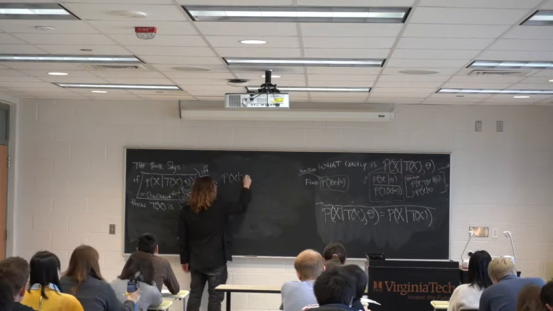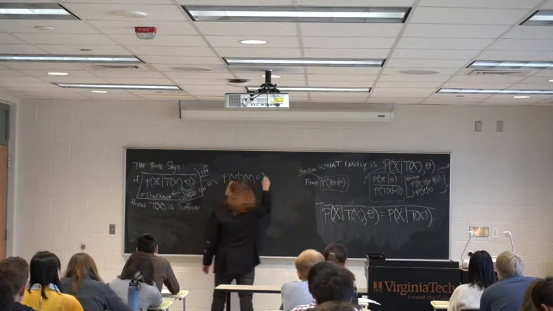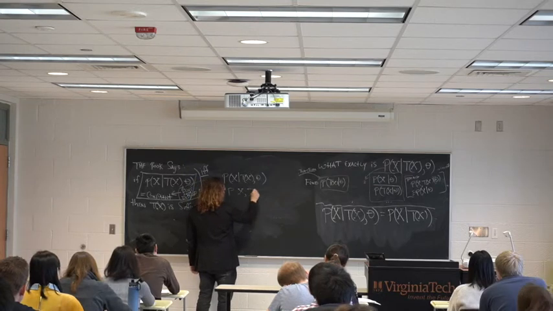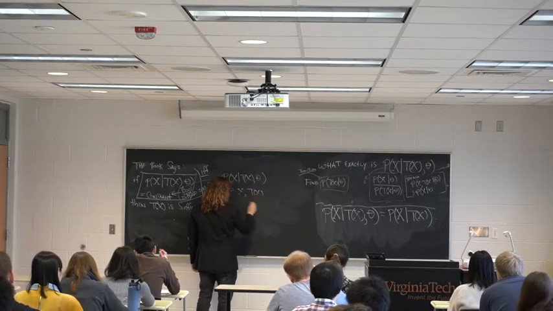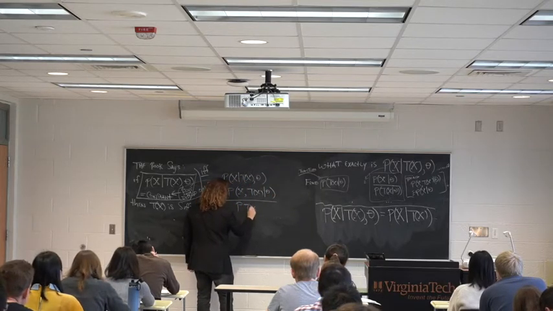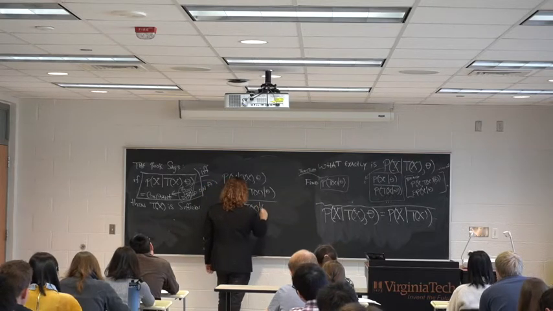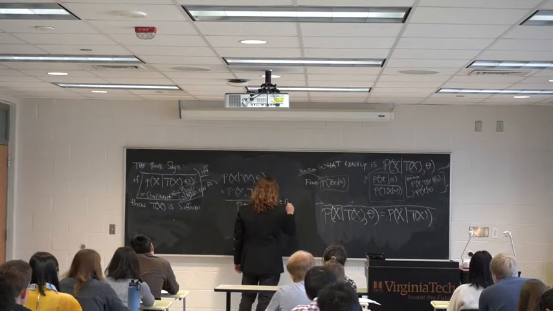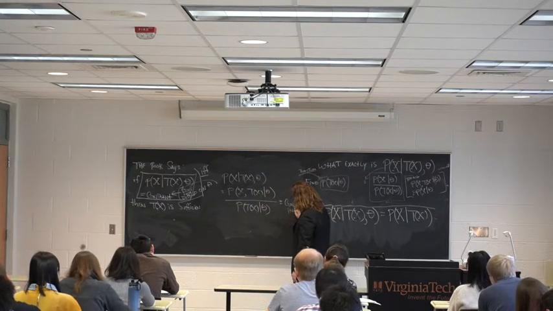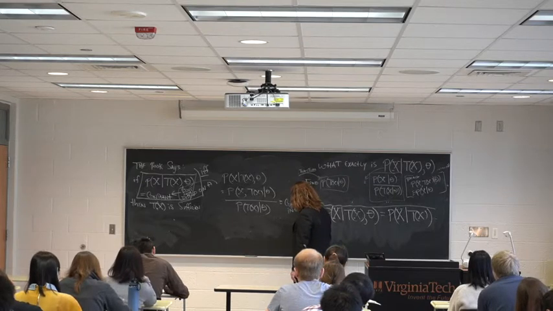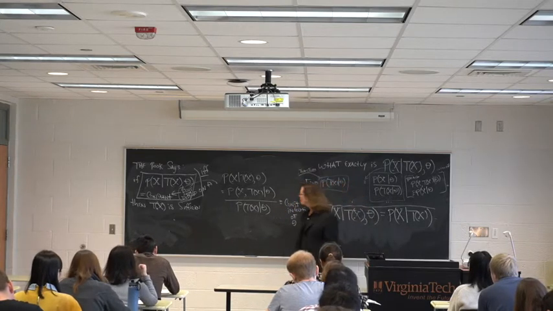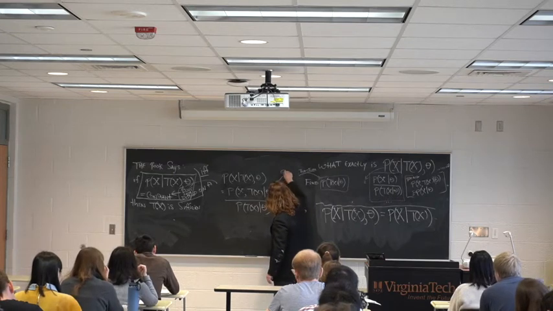P of x given T(x) = t, over P of T(x) given theta, is equal to a constant in terms of theta. So it's not a function of theta. This thing right here is just P(x) dx.